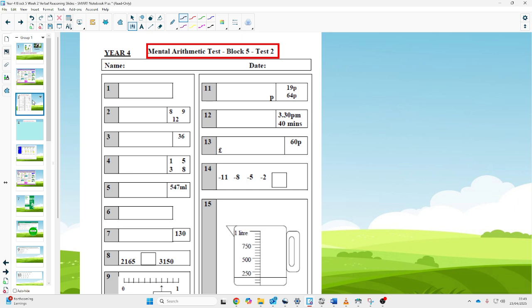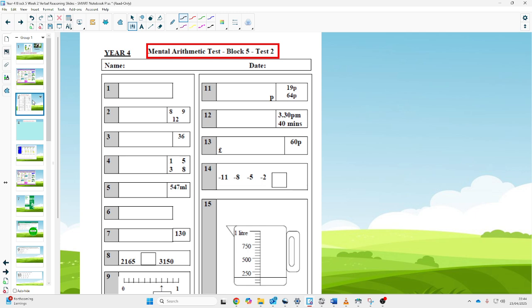Question 9. On your sheet is a scale. Write the number shown by the arrow. Now, if the arrow is slightly offset, make sure it's pointing directly at the nearest line. And question 10. Double 24.